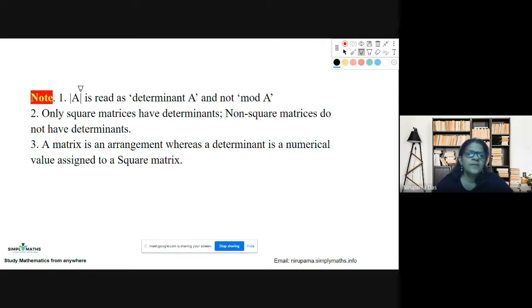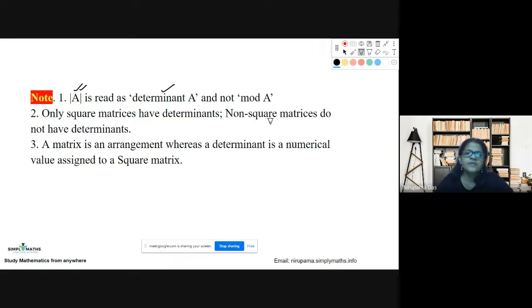And here you see, whenever we write this, we already have studied the modulus function, so some of you may be confused. Whenever you see it, it may look like mod A. Whenever you practice a lot and know conceptually where it is the modulus function or the determinant, you can identify. So we read it as determinant of A or determinant A, but not mod A. Only square matrices have determinants, which means non-square matrices do not have determinants.